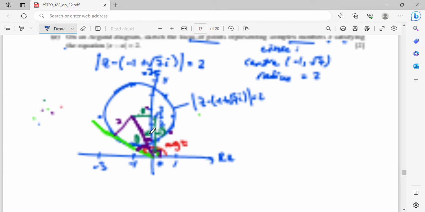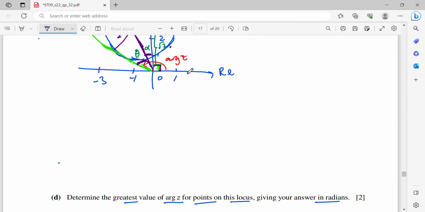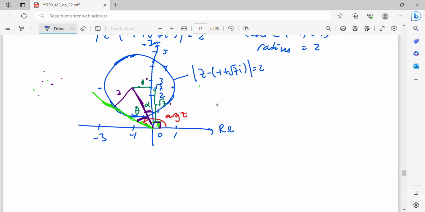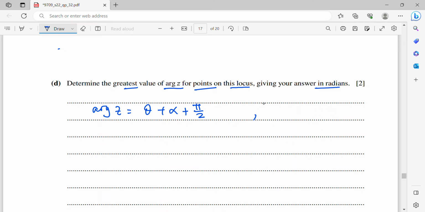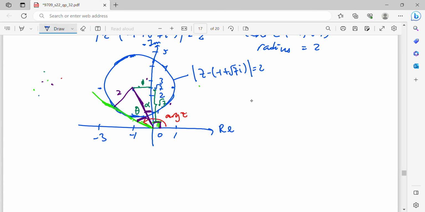Okay, how to find the theta? Before we get the theta, we have to get the alpha first. So alpha is basically opposite over adjacent, and opposite over adjacent is tangent. So tangent alpha is 1 over square root 7. Right? So the alpha is going to be inverse tangent 1 over square root 7. Then to get the theta, we need to find the length here. Let's say this is the point U.